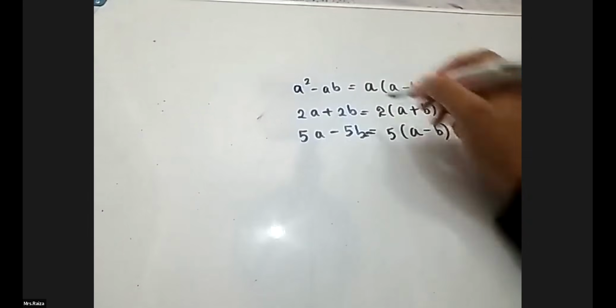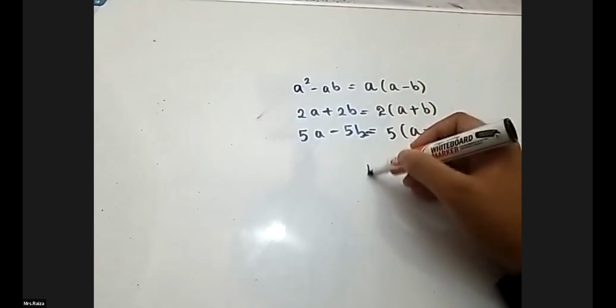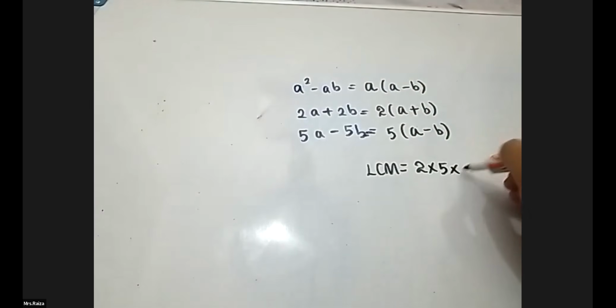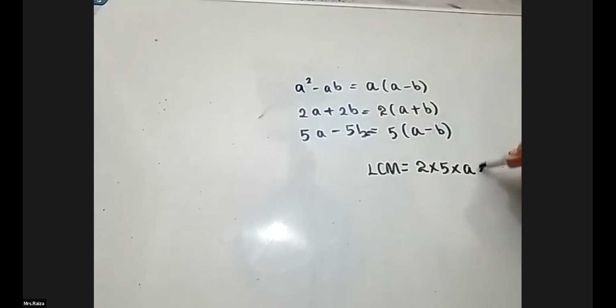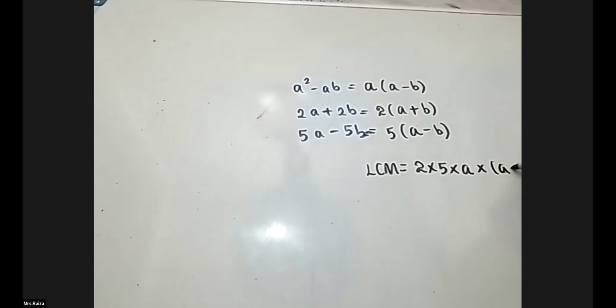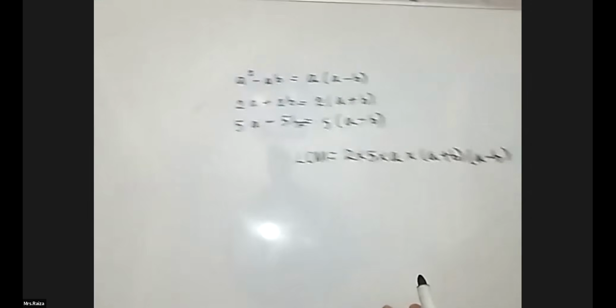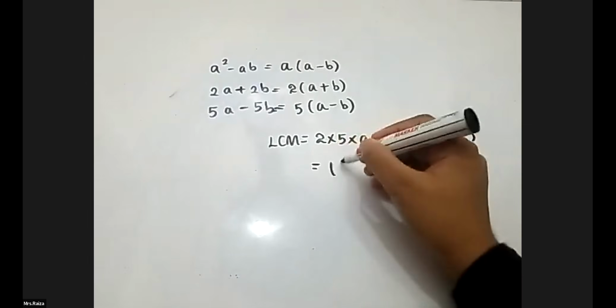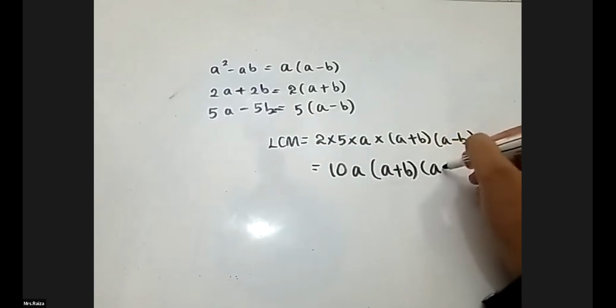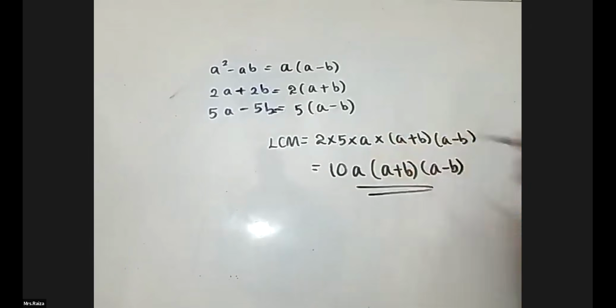Now see, a minus b, there are two. You have to take only one. These three terms are different from each other, so we have to take all the three. 2 into 5 into a. Then we take these from the brackets. a plus b is there, and common one a minus b. Now multiply: 10a into a plus b into a minus b. Write it as it is.